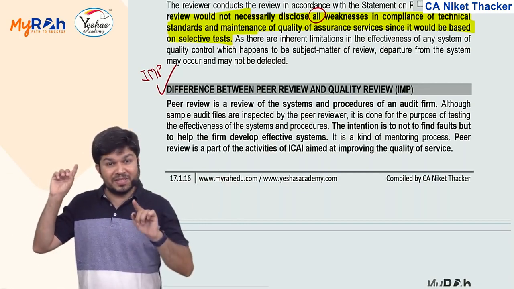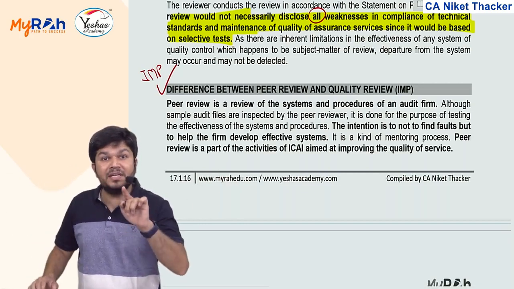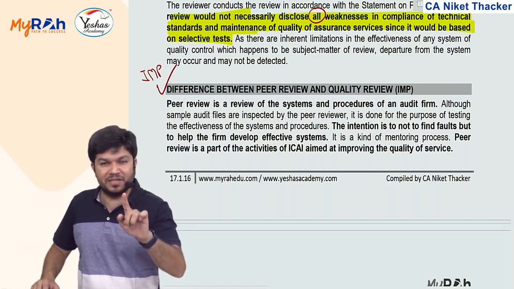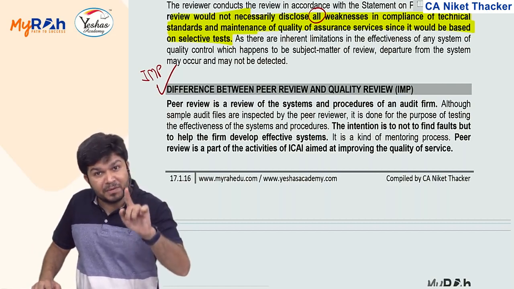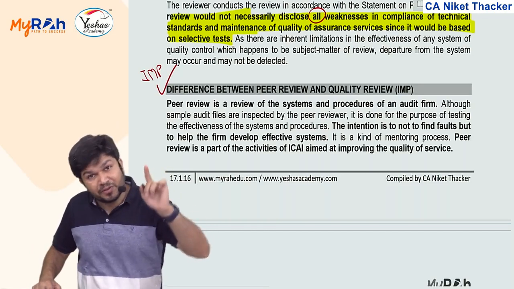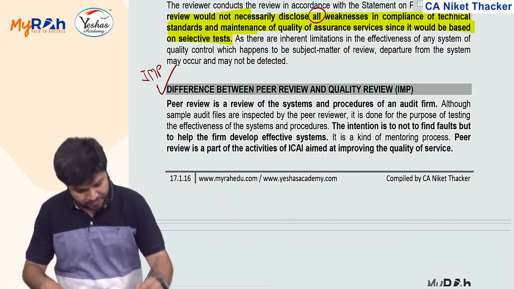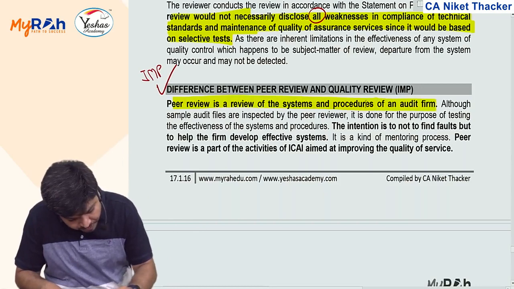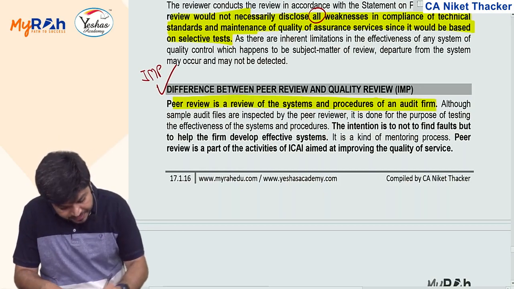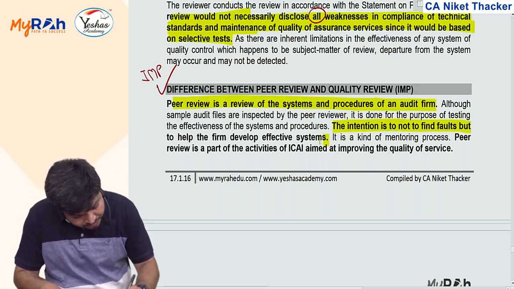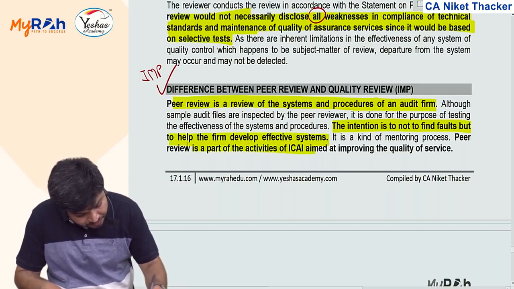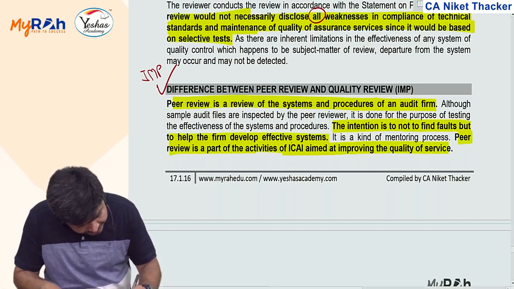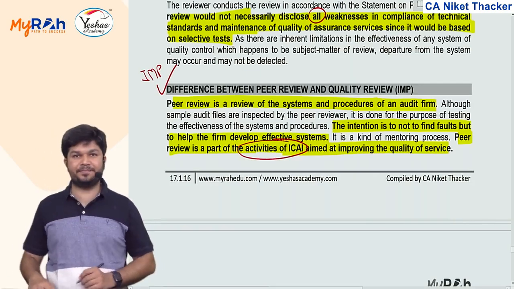Quality review board is there to see whether a particular audit, quality review is only for a particular audit, was done properly by you or not, so they are there to find your mistakes only. So this is a review of systems and procedures of the audit firm. Intention is not to find fault but to develop the system. It's a part of the activity of ICAI.